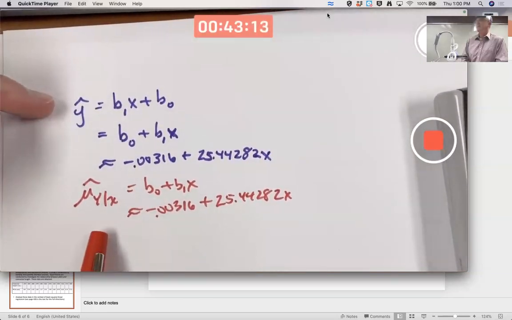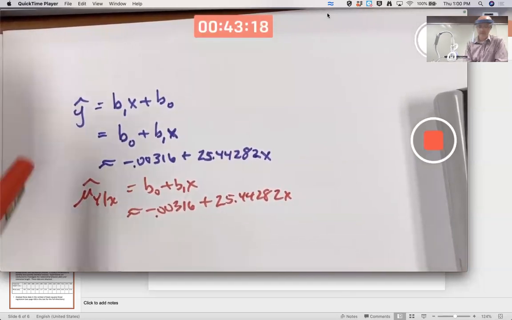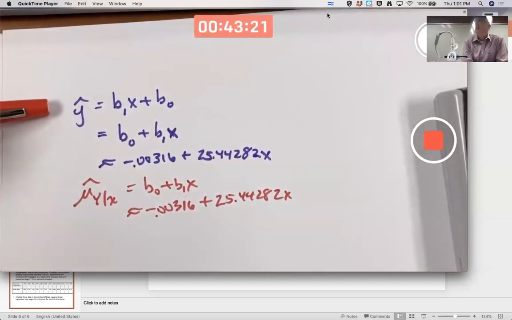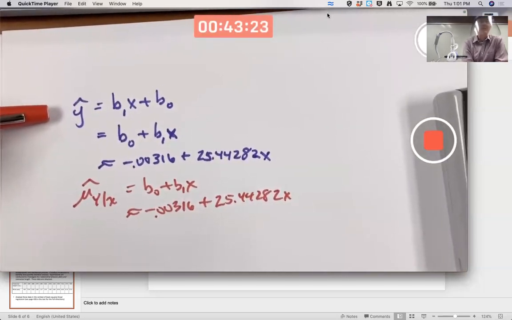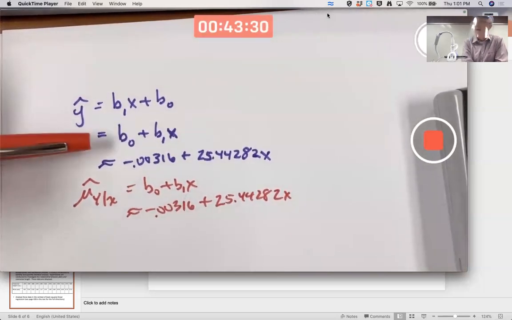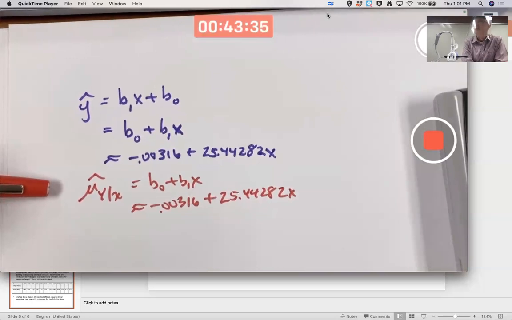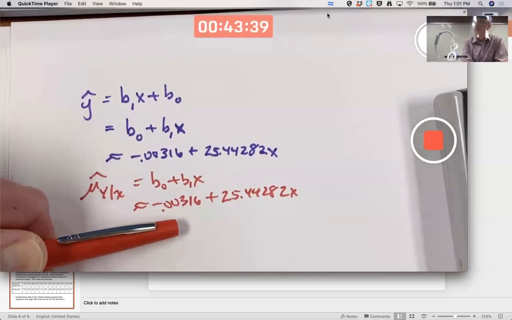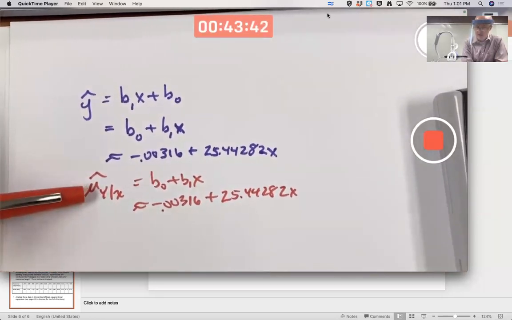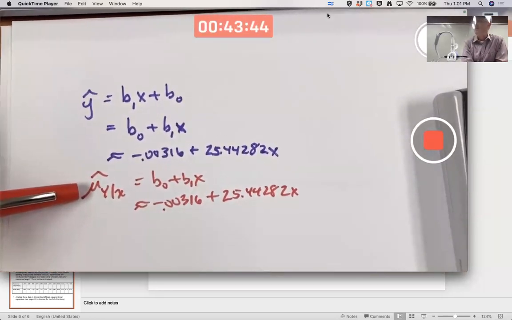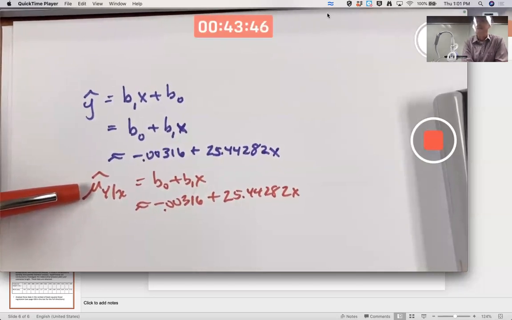These two ways of writing it emphasize two different applications. This way of writing it, with a y hat on the left side, emphasizes that you can use the regression equation to approximate an individual y value when you know x. This way of writing it emphasizes that that same quantity that is found with the same formula can be used to also estimate the mean of the y values for that given x.